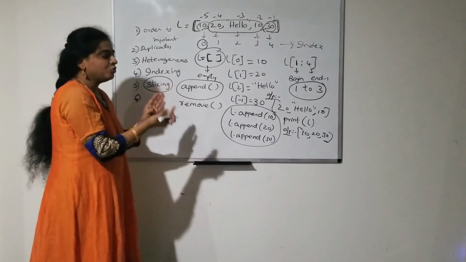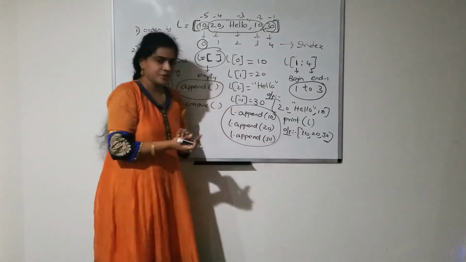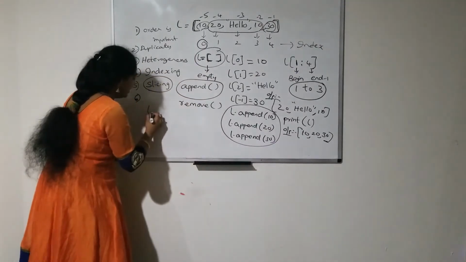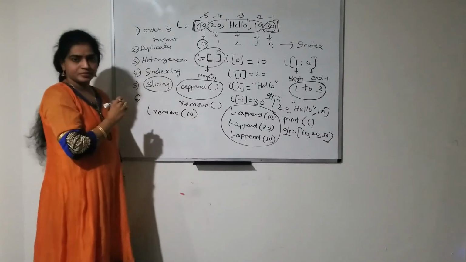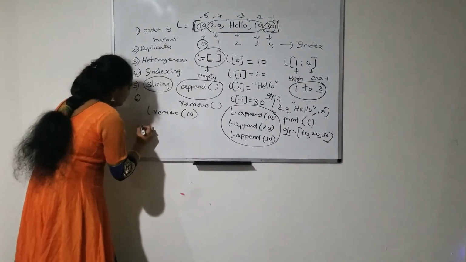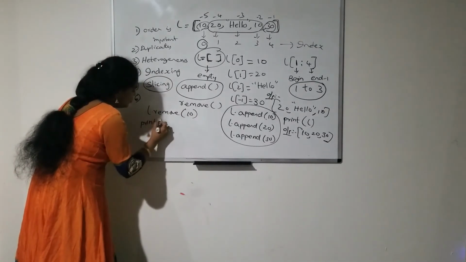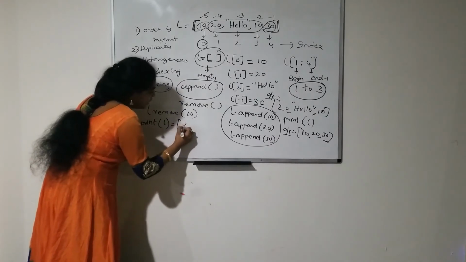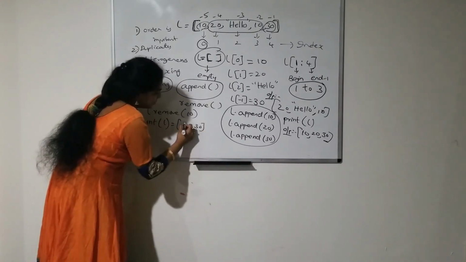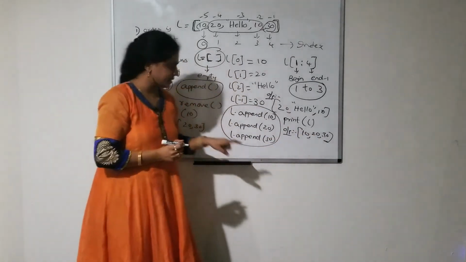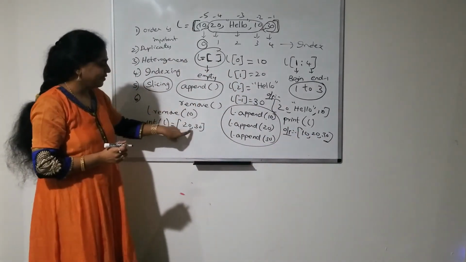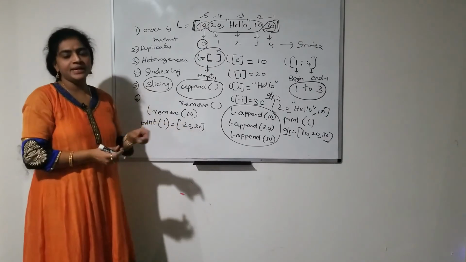Suppose if you want to remove the elements of the list, okay, then L dot remove of 10. Okay, suppose if you print L now, if you print the list, then only 20 comma 30 will be printed, right? Because 10, 20, 30 are my list elements. Now I remove 10, then 20 comma 30 are the remaining list elements.